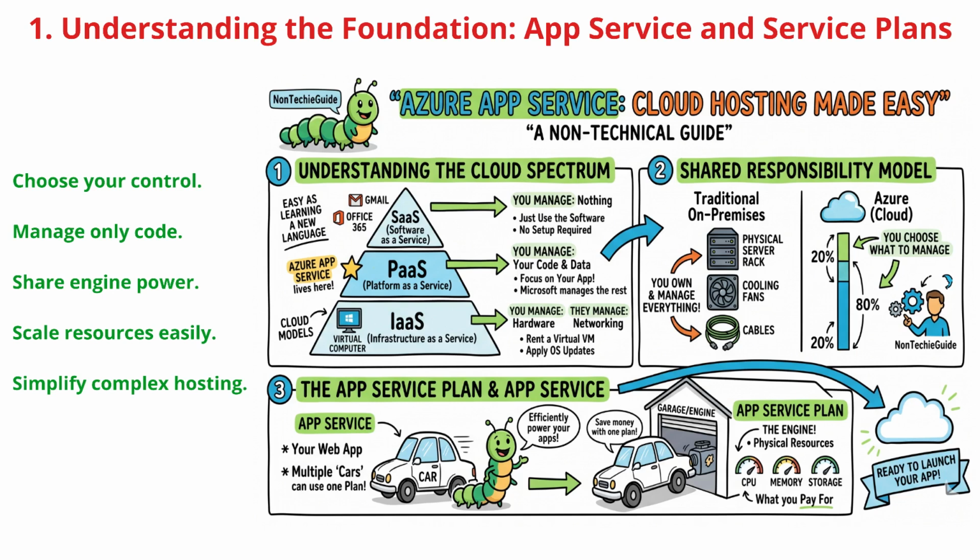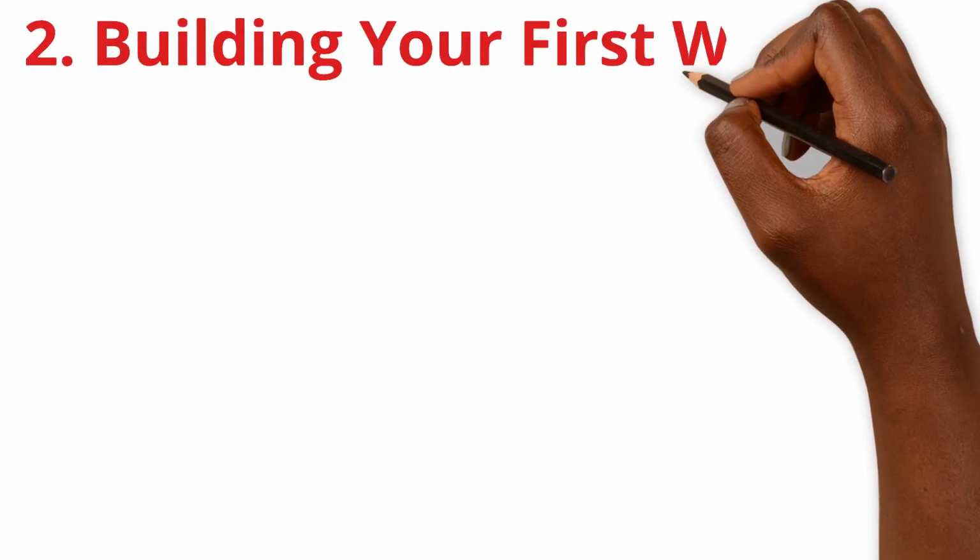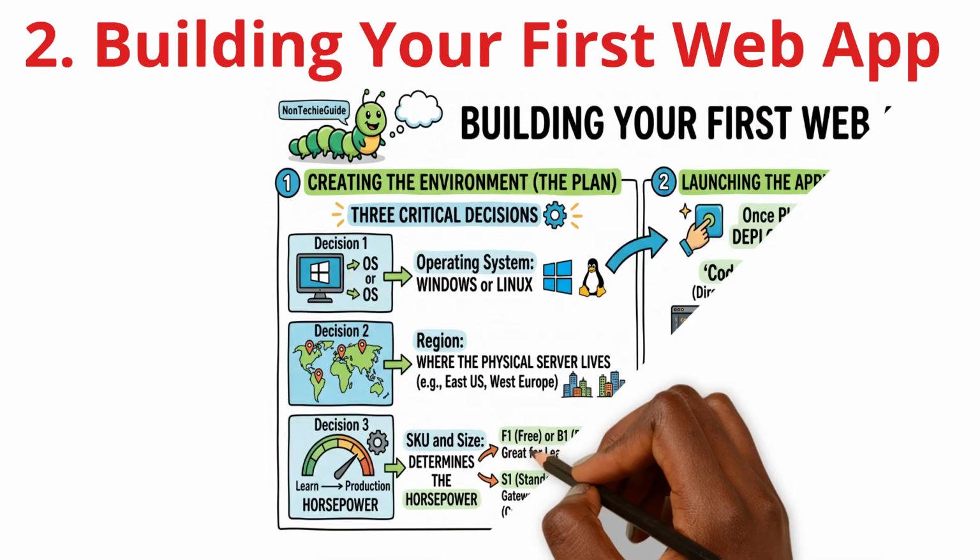Your app service plan is the garage and the engine. It provides the physical power like CPU and memory that you pay for. Your app services are the cars parked inside. A single powerful engine can efficiently run multiple apps, saving you money while keeping your digital wheels turning. It's cloud hosting, simplified.